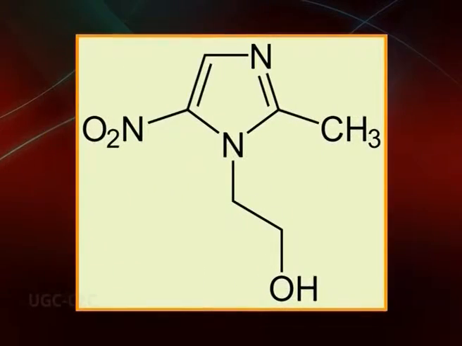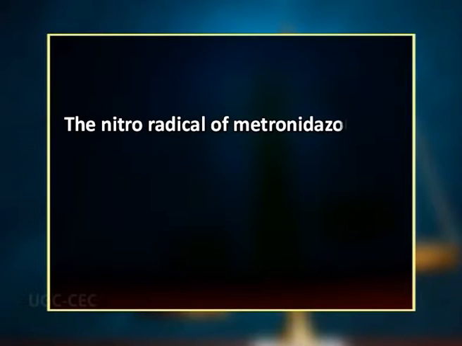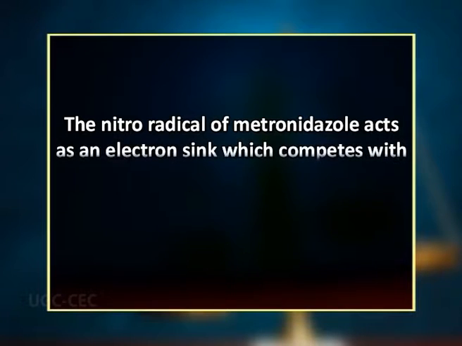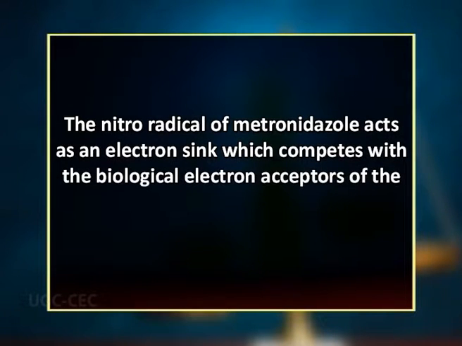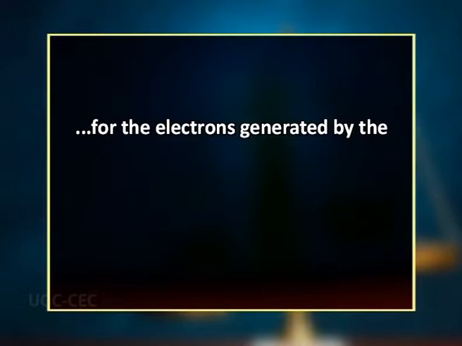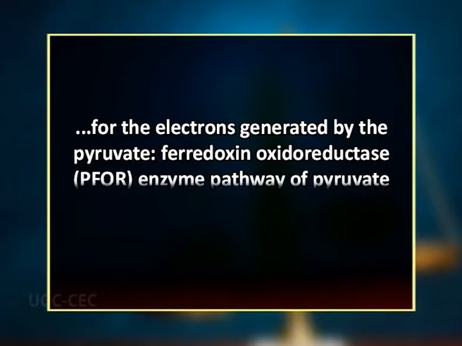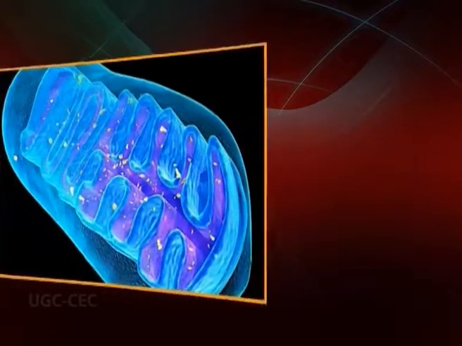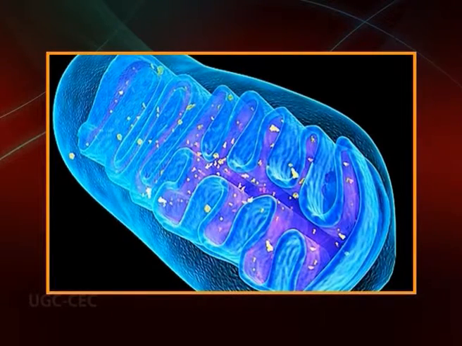After entering the cell by diffusion, its nitro group is reduced by certain redox proteins operative only in anaerobic microbes to a highly reactive nitro radical, which exerts cytotoxicity. The nitro radical of metronidazole acts as an electron sink which competes with the biological electron acceptors of the anaerobic organism for the electrons generated by the pyruvate ferredoxin oxidoreductase enzyme pathway of pyruvate oxidation. The energy metabolism of anaerobes that have no mitochondria is thus disrupted.